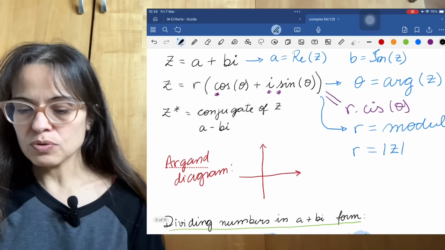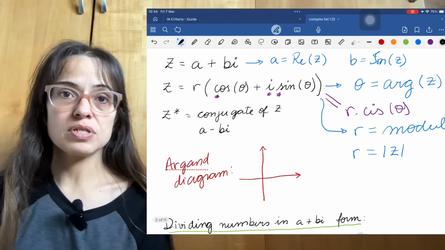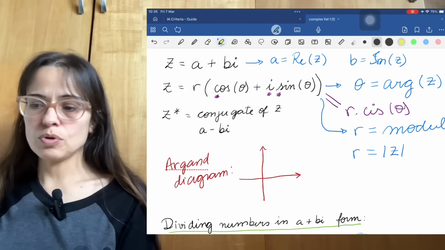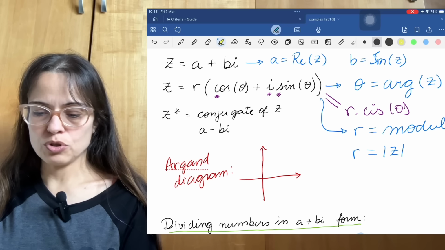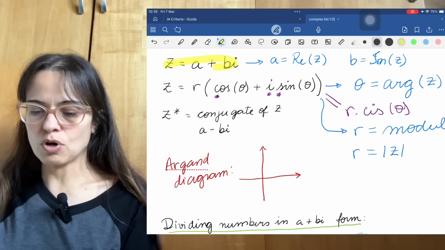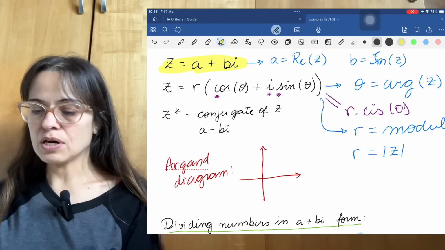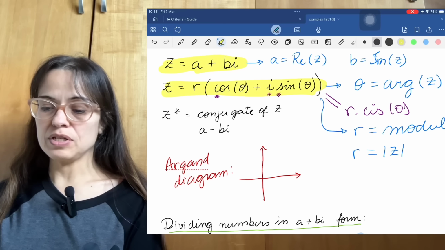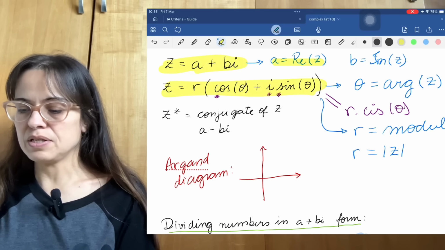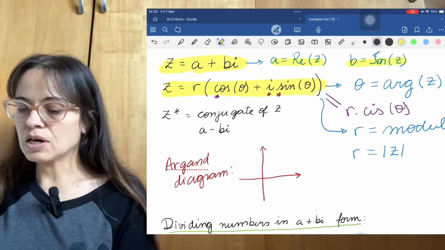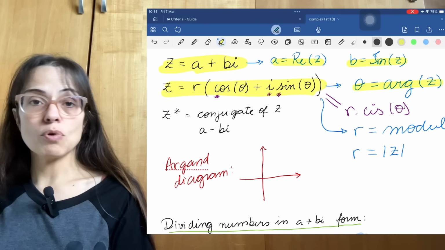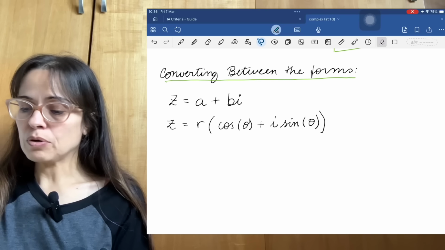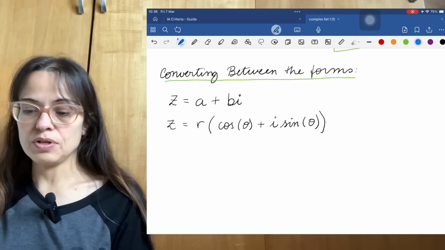And since we're back to this page, I also want to mention something else, which is not going to appear in any of the questions that we're doing today, but you have this form of a complex number and this other form of a complex number. Here you have the meaning of all of these letters. A is the real part, B is the imaginary part, theta is the argument, and R is the modulus. But maybe you want to talk about how to convert between one and the other.